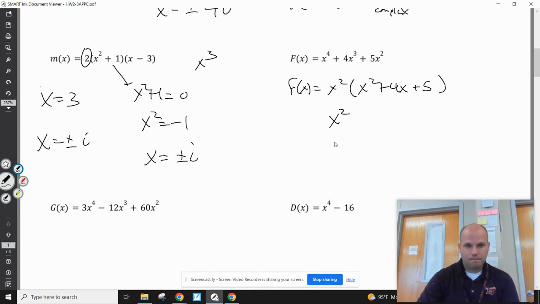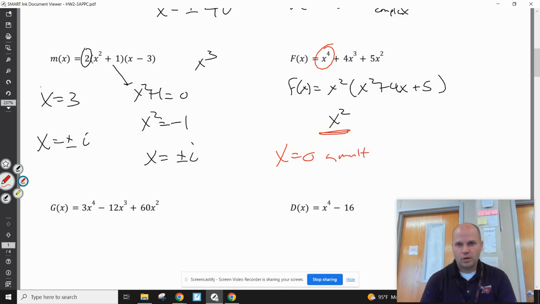Now, the question asks us for the number. We know we have 4. I can see we have 2 reals right here. X equals 0, multiplicity of 2, are 2 of our roots.